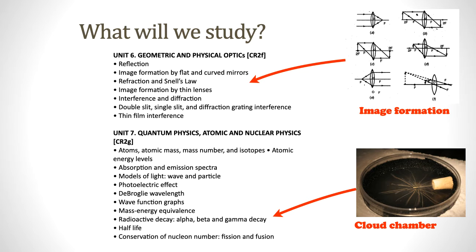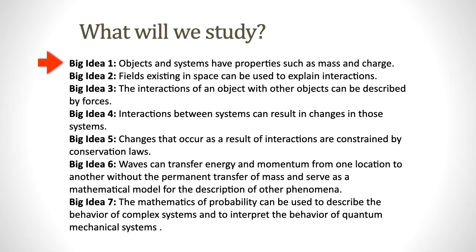All right. In AP Physics, these subjects are divided up based on a series of what they call big ideas. And we'll learn more about these as they go along, but hopefully some of these concepts will be familiar to you from Part 1. Big Idea 1, objects and systems have properties, like mass and charge. Fields in space can be used to explain interactions, for example, a gravity field. Interactions of an object with another object can be described by forces. That was our Newton unit, pulling and pushing on each other.